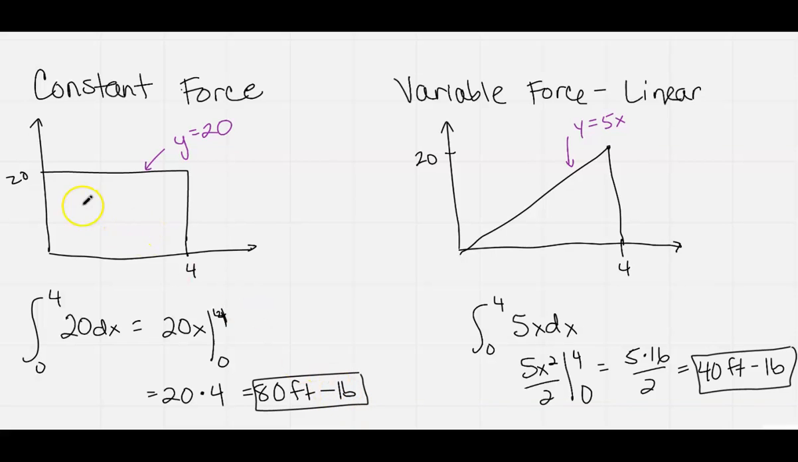And so you can also do this just by finding the area of the rectangle, 4 times 20. You don't have to use integration, but I wanted to show how that still works. And then, of course, here's the variable force linear problem we just did with y equals 5x as the function. So we have the integral from 0 to 4, 5x dx. And when we solve that, as we did before, we get the 40 foot-pounds. So I wanted to make sure that you saw that these can both be done using integration, though, especially for the first example, you do not have to use integration, but you could.